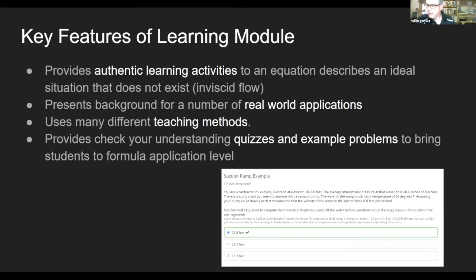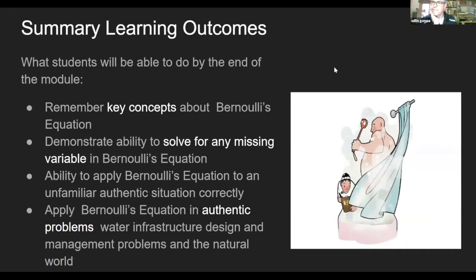But then we do have learning activities that take students a little bit deeper. So here's a quick summary of the learning outcomes that we expect students will be able to achieve at the end of this module. First is to, as an entry-level class, remember key concepts about Bernoulli's equation. If anything, be able to write it down.